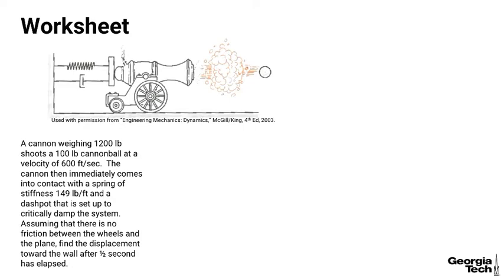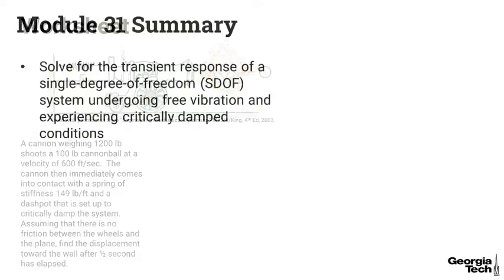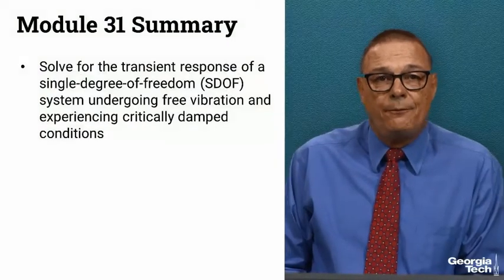Assuming that there's no friction between the wheels and the plane, find the displacement toward the wall after 1/2 second has elapsed. And so that kind of puts things all together. I've put the solution in the module, and when you finish that, you should have a very good grasp of critically damped systems. So that sums things up for this module.